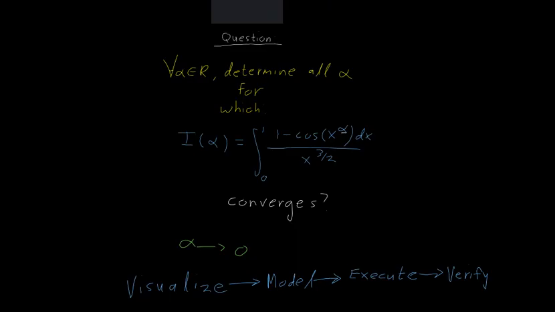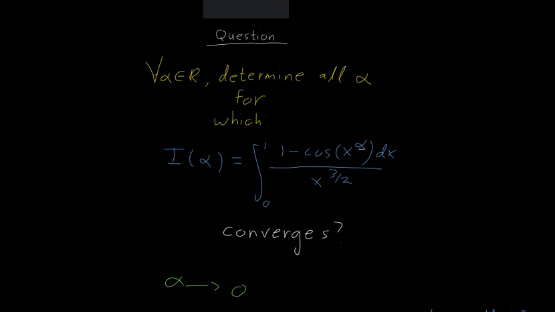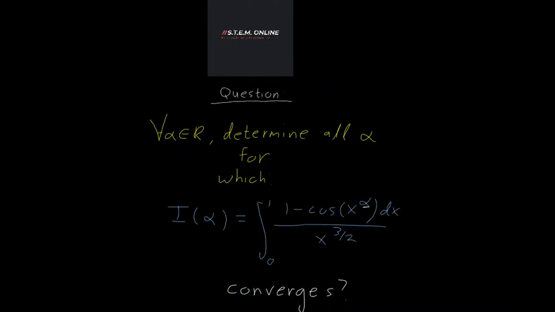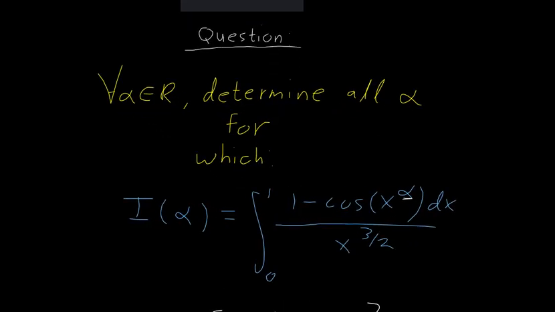So here's the problem. For every alpha belonging to R, alpha some constant belonging to the real numbers, determine all alpha for which the integral I as a function of alpha is equal to the integral from 0 to 1 of (1 minus cosine of x) all to the power of alpha, with respect to x, all over x to the 3 halves.